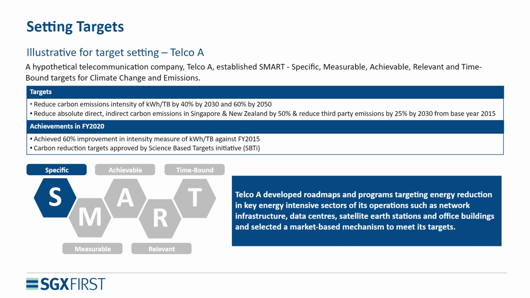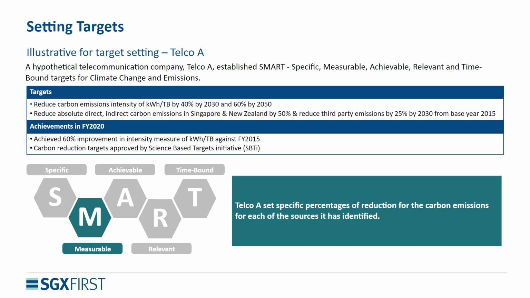Achievable. Telco A developed roadmaps and programs targeting energy reduction in key energy-intensive sectors of its operations such as network infrastructure, data centers, satellite earth stations, and office buildings, and selected a market-based mechanism to meet its targets. Measurable. Telco A set specific percentages of reduction for the carbon emissions for each of the sources it has identified.